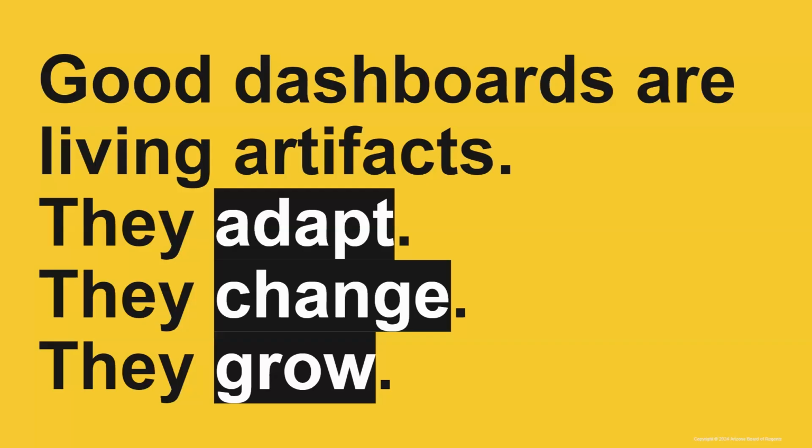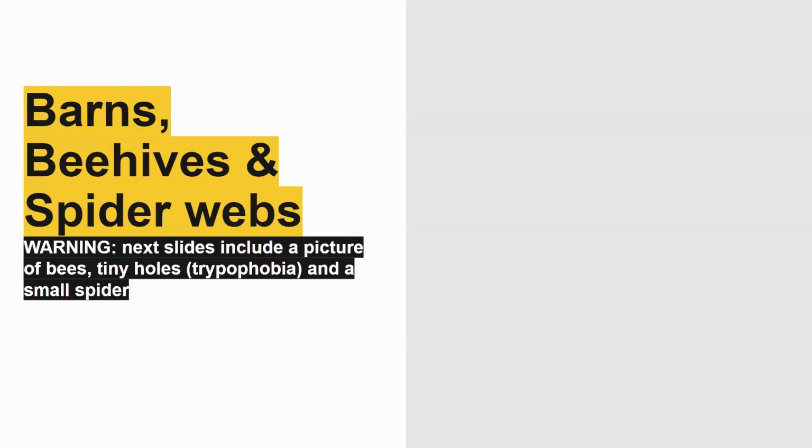So what I'm trying to say is good dashboards are living artifacts. They adapt, they change, they grow. Okay, how do we do this, right? We are operating within a set of rules. How do we make sure that when we're designing our dashboard, we're designing it so that it can live, it can grow? For this example, we're going to use somewhat living structures, save one.